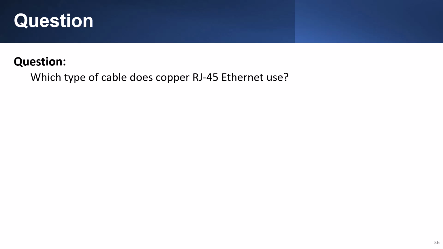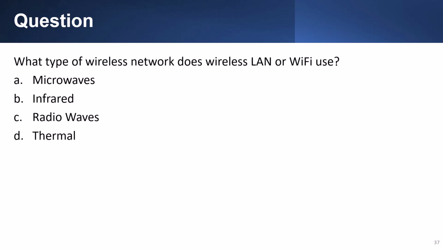Question: which type of cable does copper RJ45 Ethernet use? Answer: twisted pair. Question: what type of wireless network does wireless LAN or Wi-Fi use? Answer: radio waves.